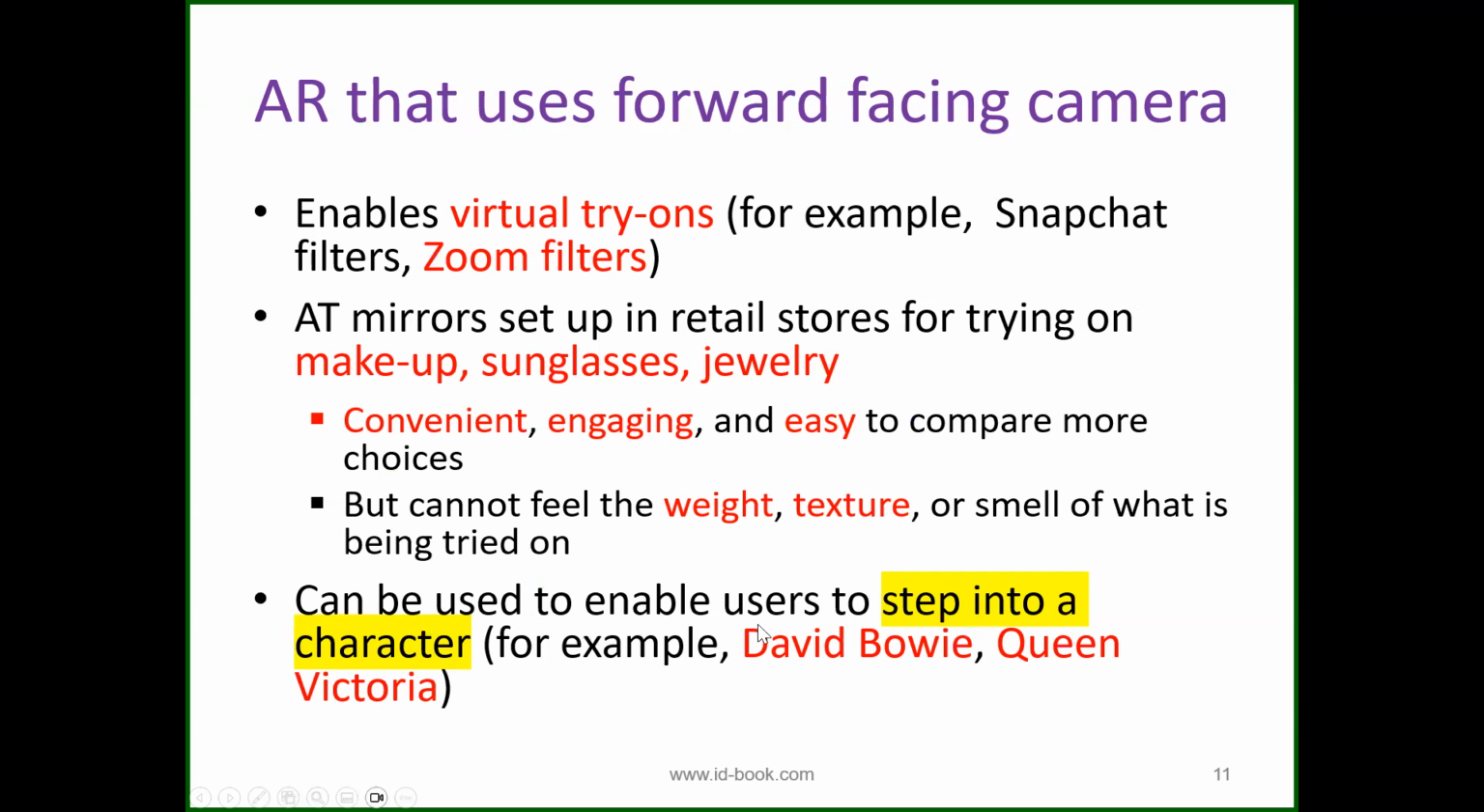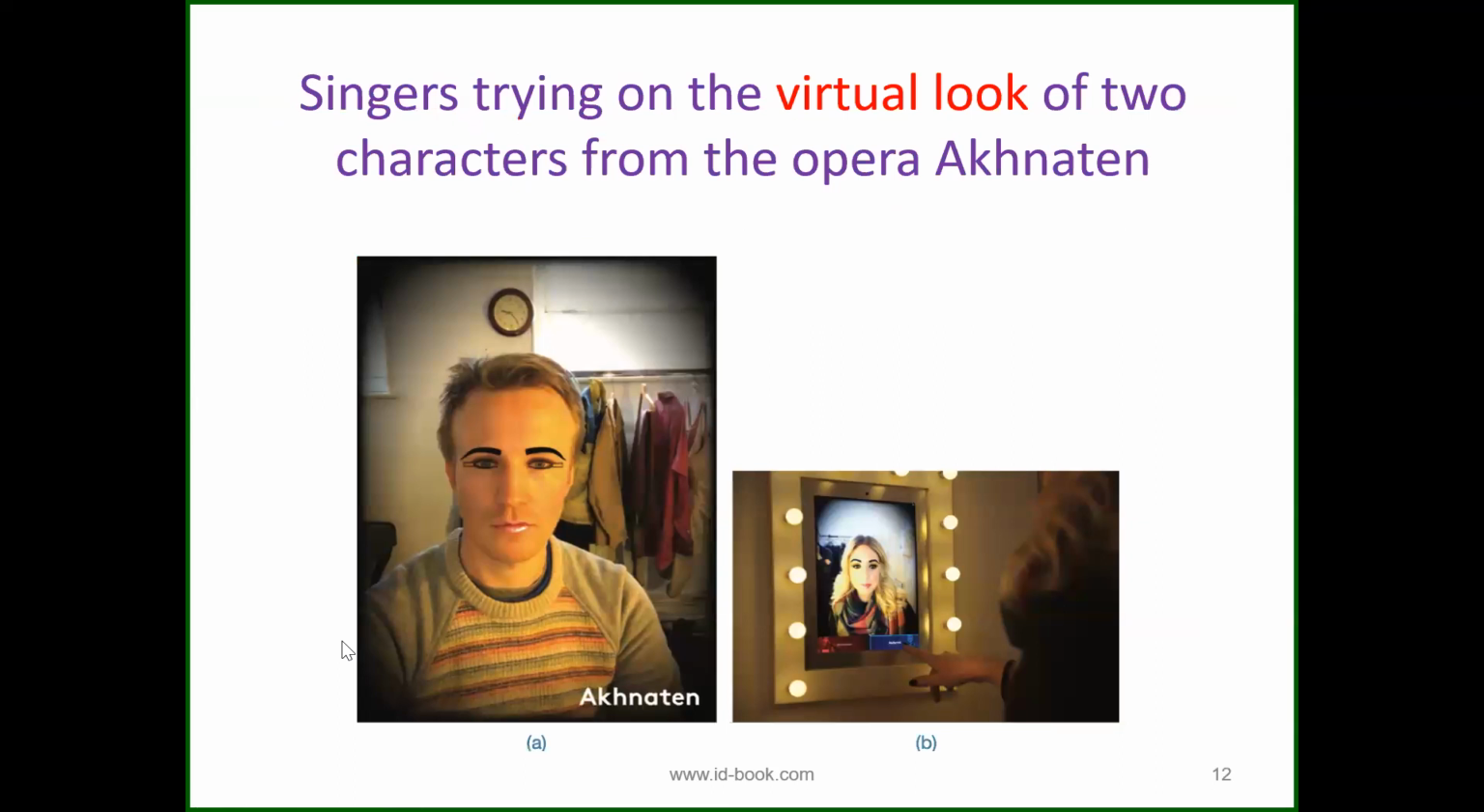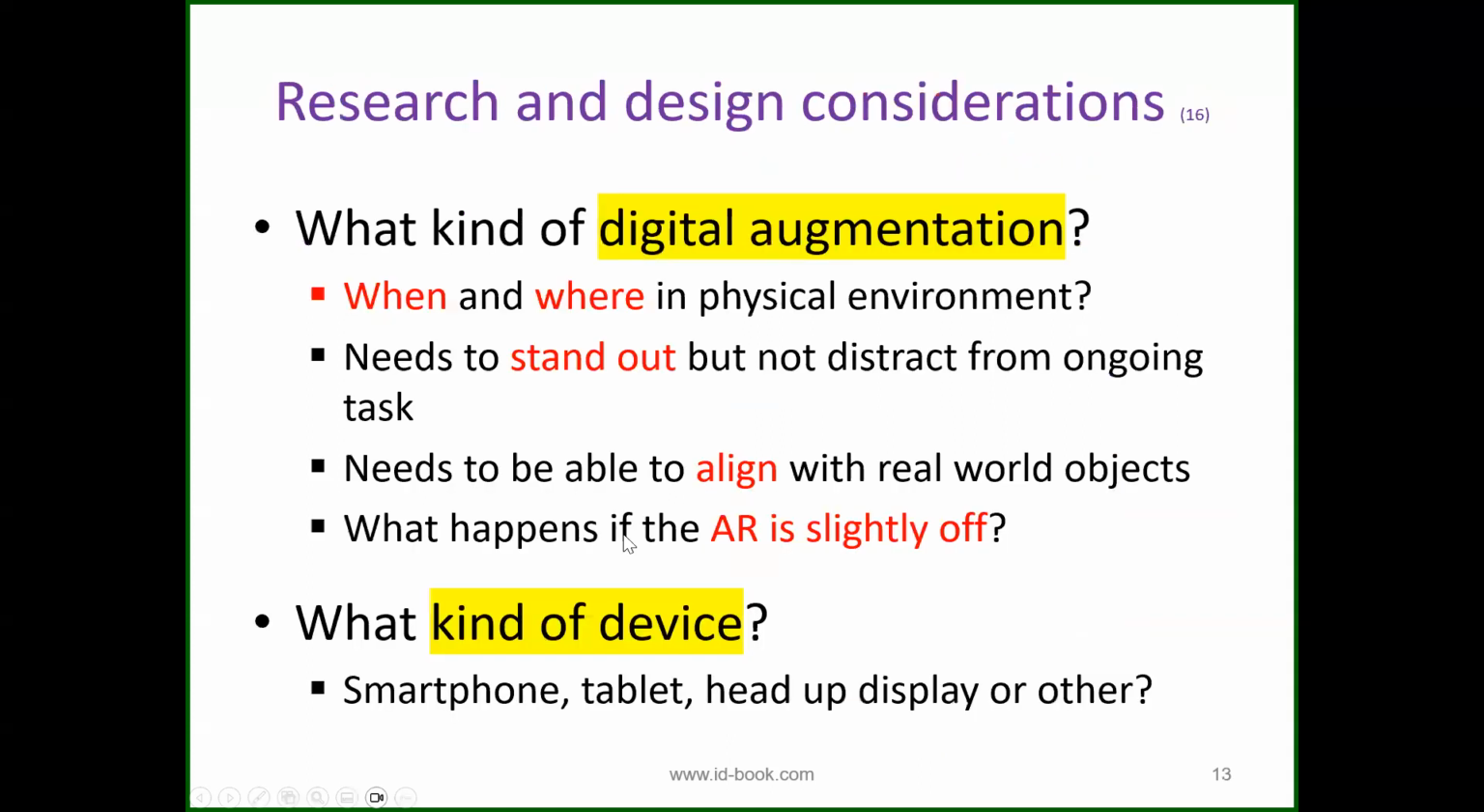It can be used to enable users to step into a character. You can step into your favorite character, for example Queen Victoria, and see how you will appear in her set and getup. So, singers, here is an example of two celebrities, two characters. They are trying to perform in an opera and they want to see how the makeup will look after trying it out. They want to see it before.